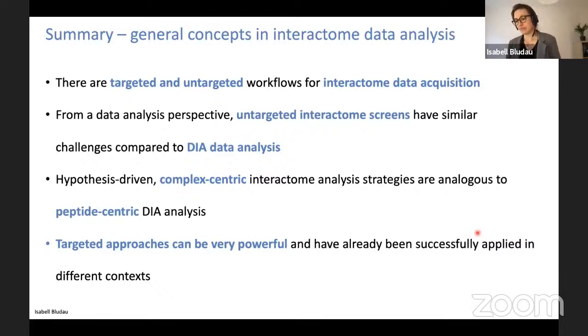The mixing of fractions would probably be possible. We have thought about this, but I think this would make the data analysis way more complicated, and I would not recommend this at this stage.